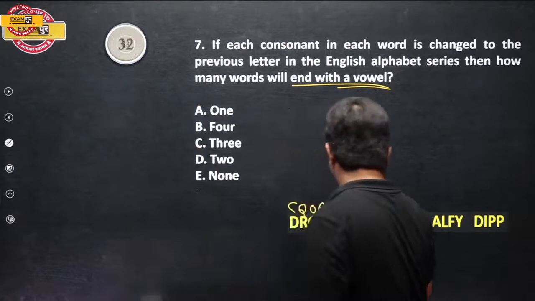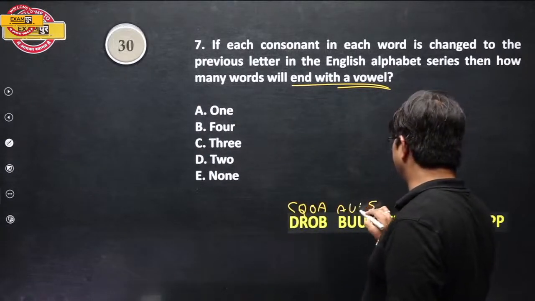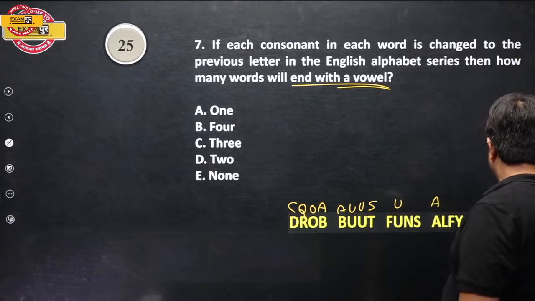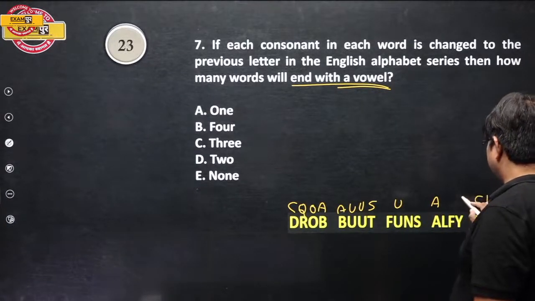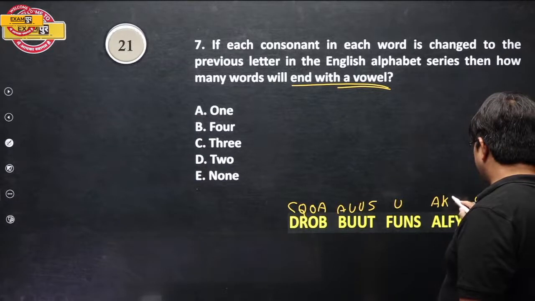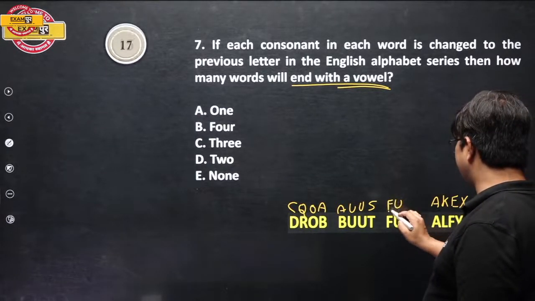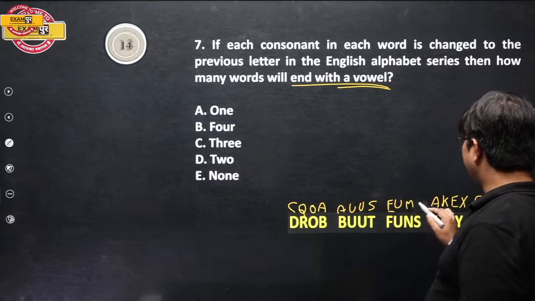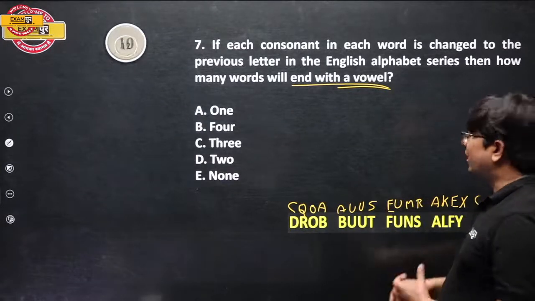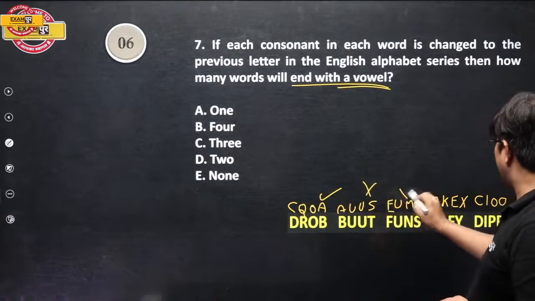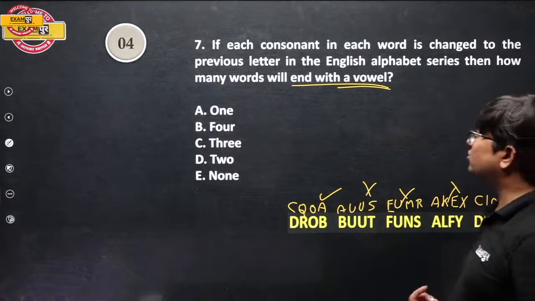This is A, this will become S, U and U will be, vowel will be as it is. But here, O, P, C, D, here it will be K, L, E, F, X, Y. Here it will be E, F, here it will be M, N, here it will be R, S. Now, how many words will end with a vowel? Not with vowel, not with vowel, not with vowel, end with vowel. So 2 is the answer.